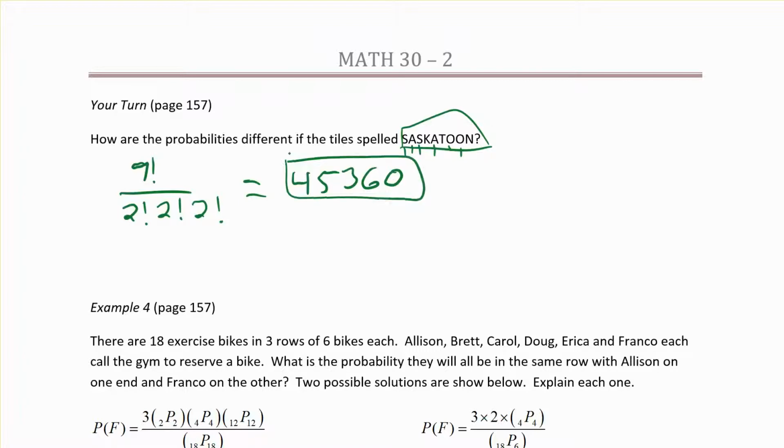So that's the total number, right? So total, that's going to go on the bottom. And again, there's only one way to make this word. So we're going to say that that would be 1 over 45,360. So probability is definitely better of picking this out than the word Saskatchewan, simply because there's less letters, right? 9 factorial ends up being quite a lot smaller than 12 factorial, like there was in Saskatchewan.